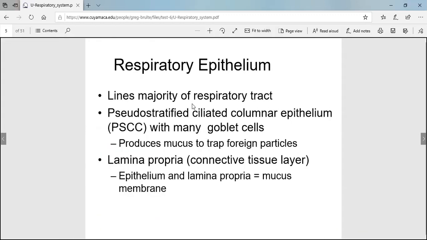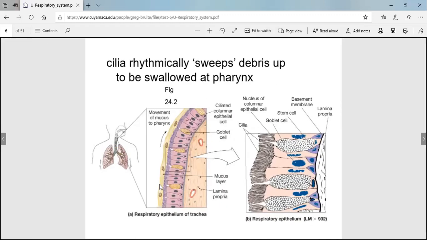The respiratory epithelium lines the majority of the respiratory tract, and a lot of it's PSCC. Remember, pseudostratified ciliated columnar. Lamina propria is just the connective tissue right under that epithelium. So the epithelium plus the lamina propria, you call that the mucous membrane. So that's the lamina propria, that's the PSCC, and then you have this mucus layer. The mucus is made by these goblet cells. They call them goblet because it looks like a wine goblet. See the little stem on the wine goblet. But in real life, to me, they look more like little pearl onions on your slide, because a lot of times you don't catch this stem on a cut.